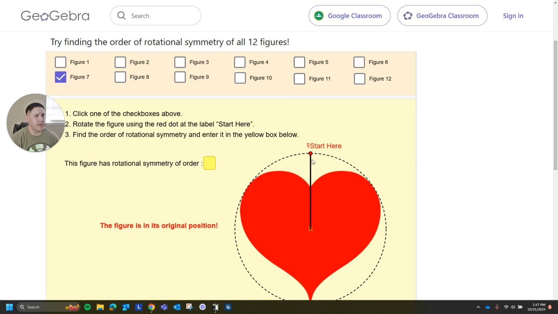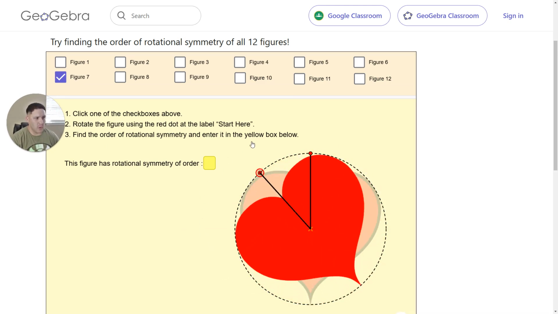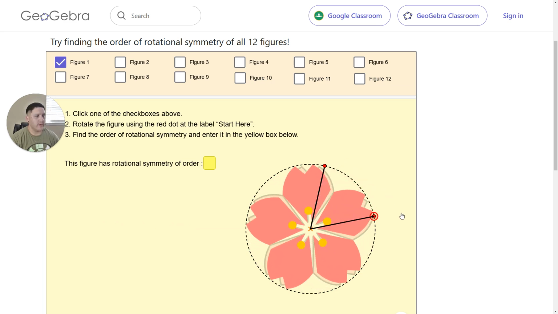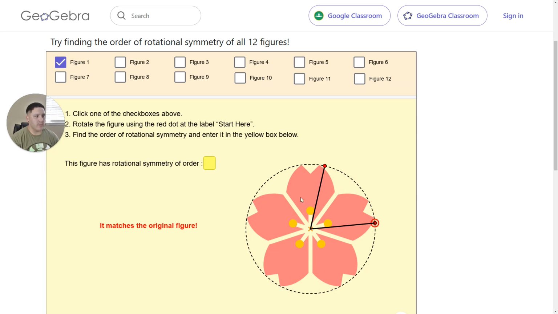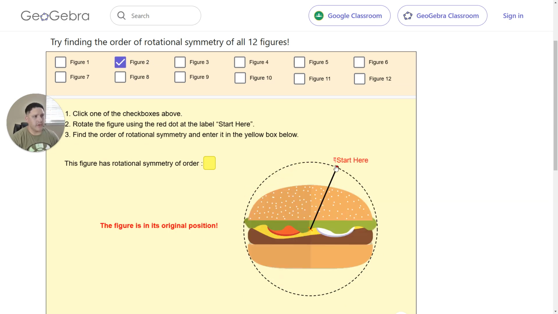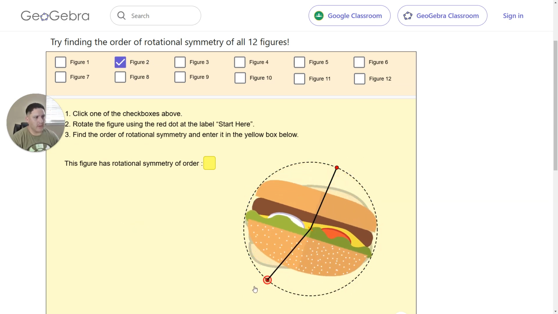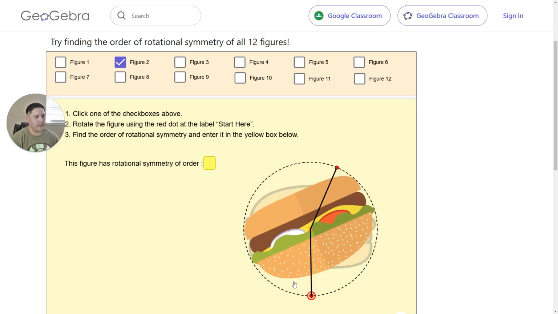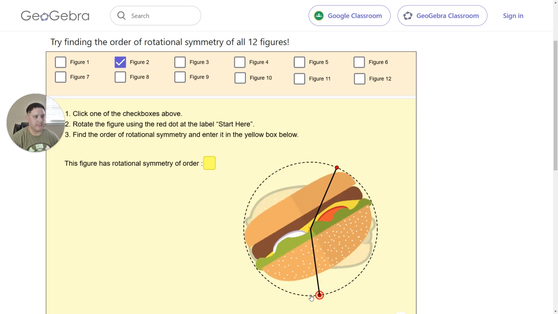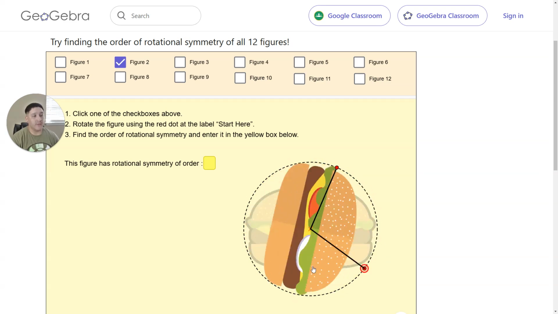Okay, so read through it, mess around to see if you can rotate it and make it have symmetry. For example, this first figure, you can rotate it to a certain point. Notice the message that it gives you when you make it match. It matches the original figure. If that ever happens, you have rotational symmetry. Figure 2, rotate it around. Notice how at no particular point does the image match the original that you can see faded in the background. Therefore, this does not have rotational symmetry.